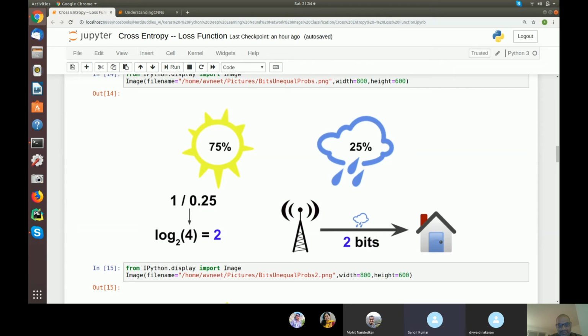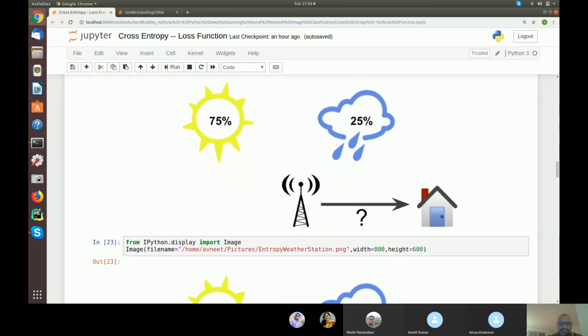So here the probability is 25%, or 0.25, and we take the inverse of that. So it's 1 by 1 by 4, and we take a log of that, we get 2. So that is sort of the uncertainty reduction when we say that it has rained. So that's the basic formula.